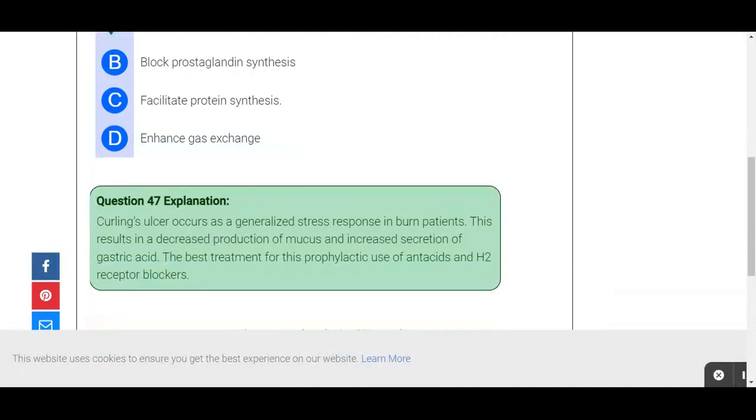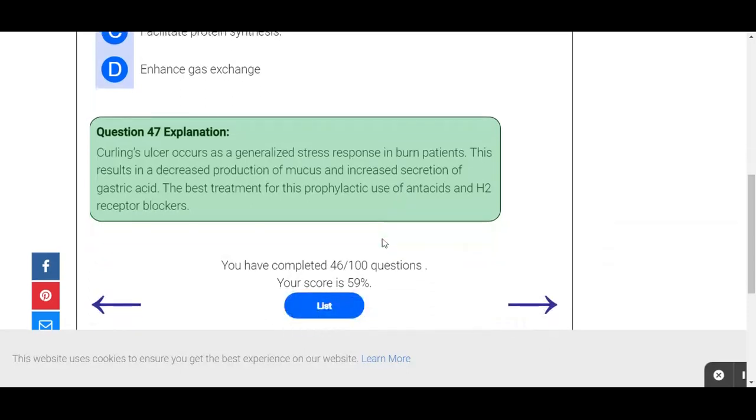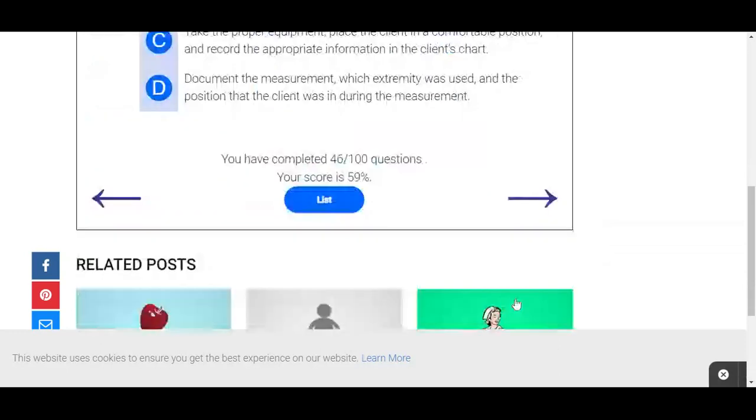Curling's ulcer occurs as a generalized stress response in burn patients. Yeah, I do have that, to be honest. This results in a decreased production of mucus and increased secretion of gastric acid. The best treatment for this is prophylactic use of antacids and H2 receptor blockers.